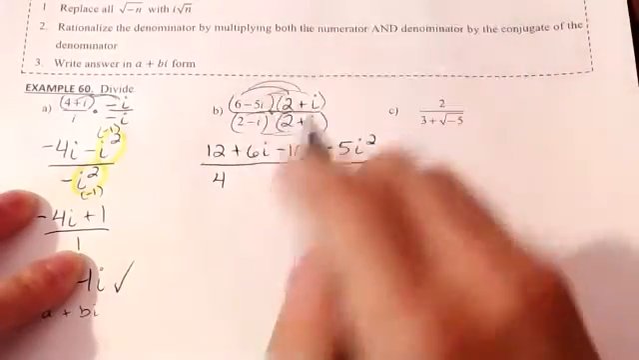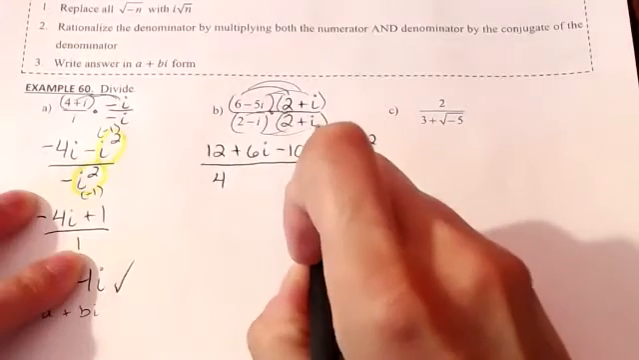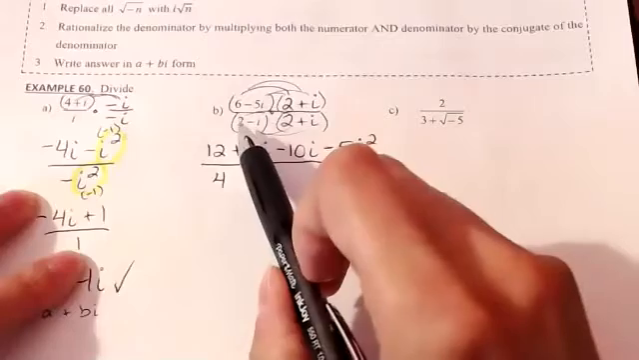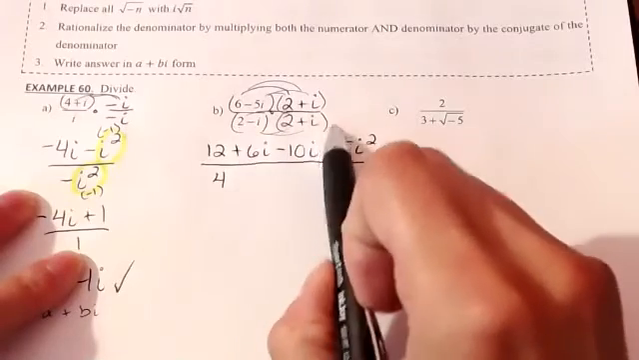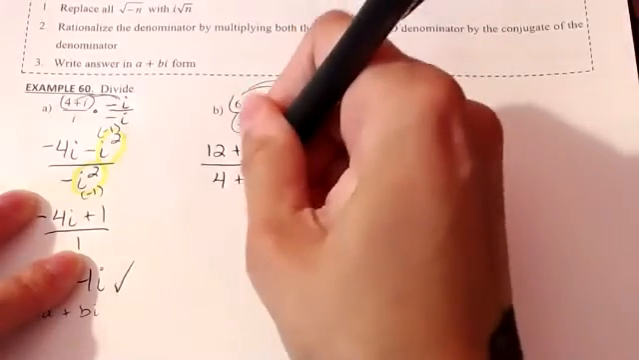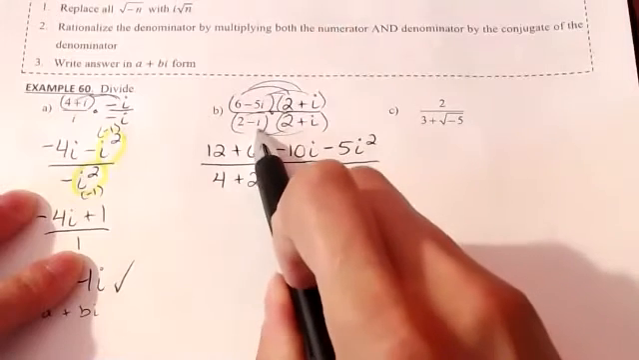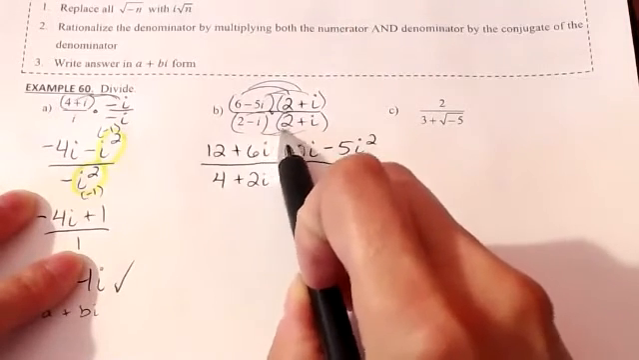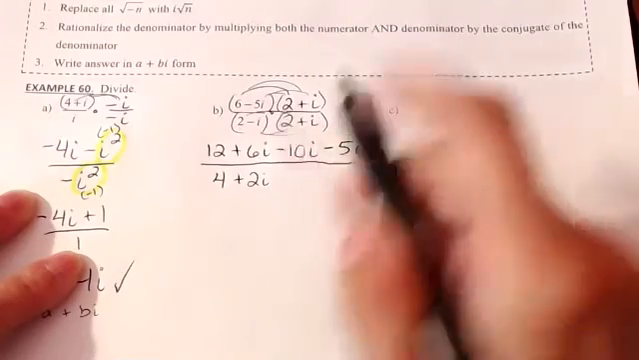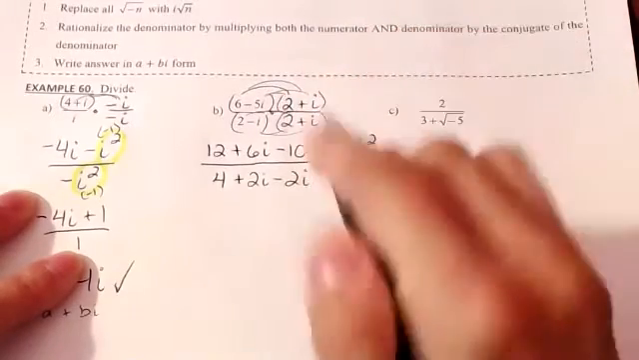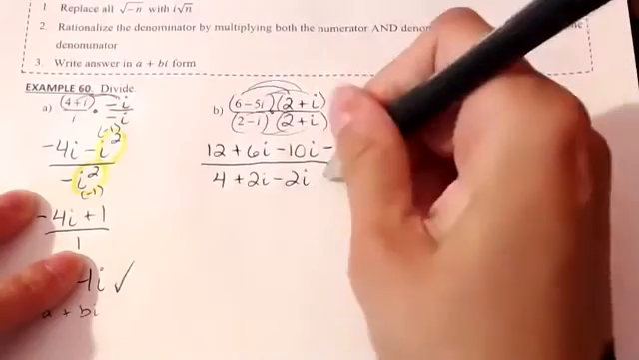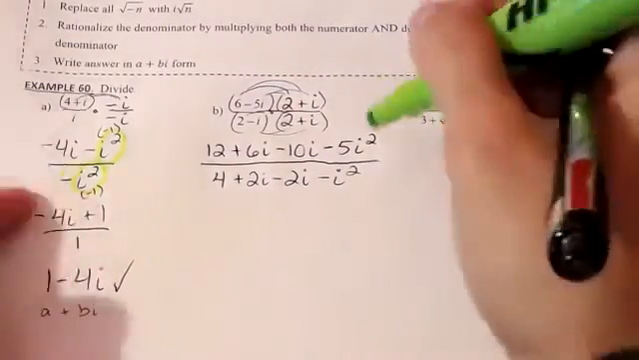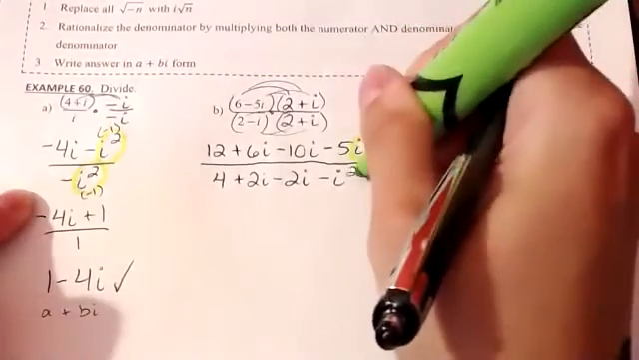Plus i, or wait, sorry. I think I'm getting my lines mixed up. That's okay. So 4, oh sorry, yeah, and then plus 2i. Awesome. And then minus 2i. Beautiful. And then minus i squared. Yes, awesome. Okay, everywhere we have an i squared, I'm just going to circle it.